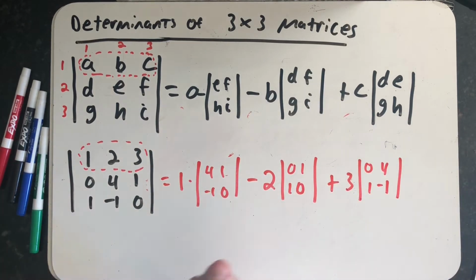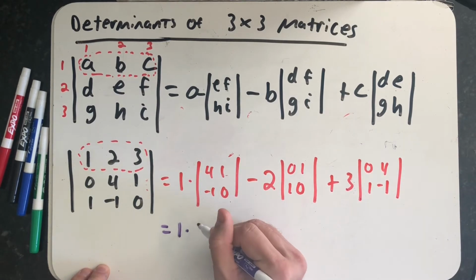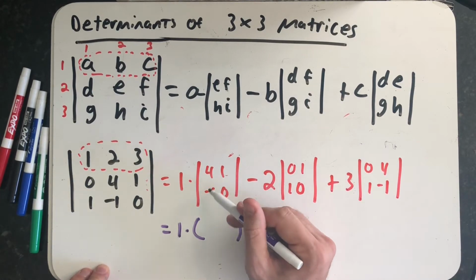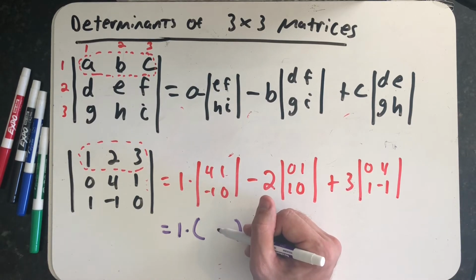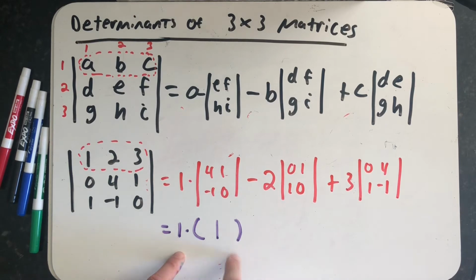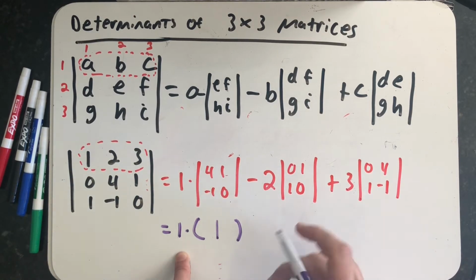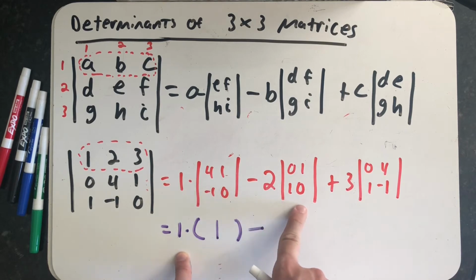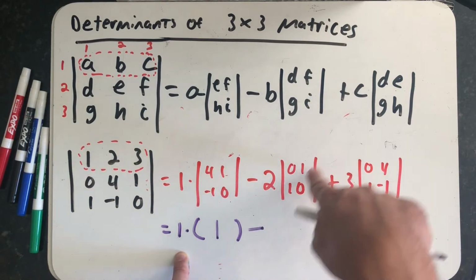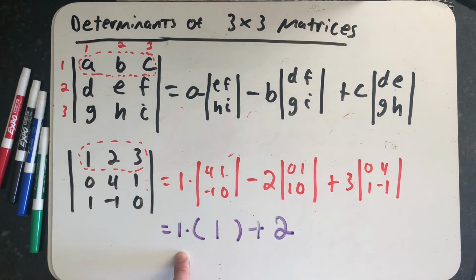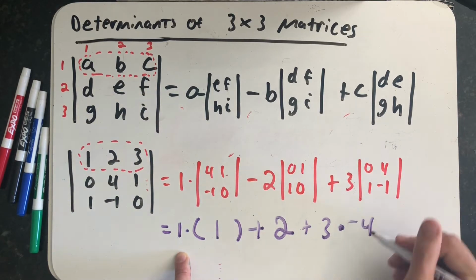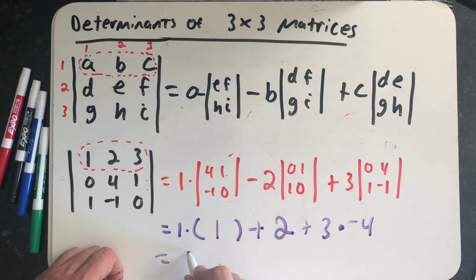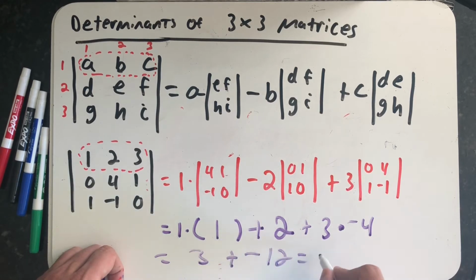All right, so here, let's see. Let's just take these determinants. 1 times 4 times 0 minus a minus 1 times 1. All right, so that's going to give me a 1. So 1 times 1 is 1, equals, minus 2 times a minus 1. Take this determinant, you get 0 minus 1. You have a plus 2 there. And then finally, plus 3 times, that's a 0 minus 4. So I have 1 plus 2 is 3, plus minus 12 is minus 9.